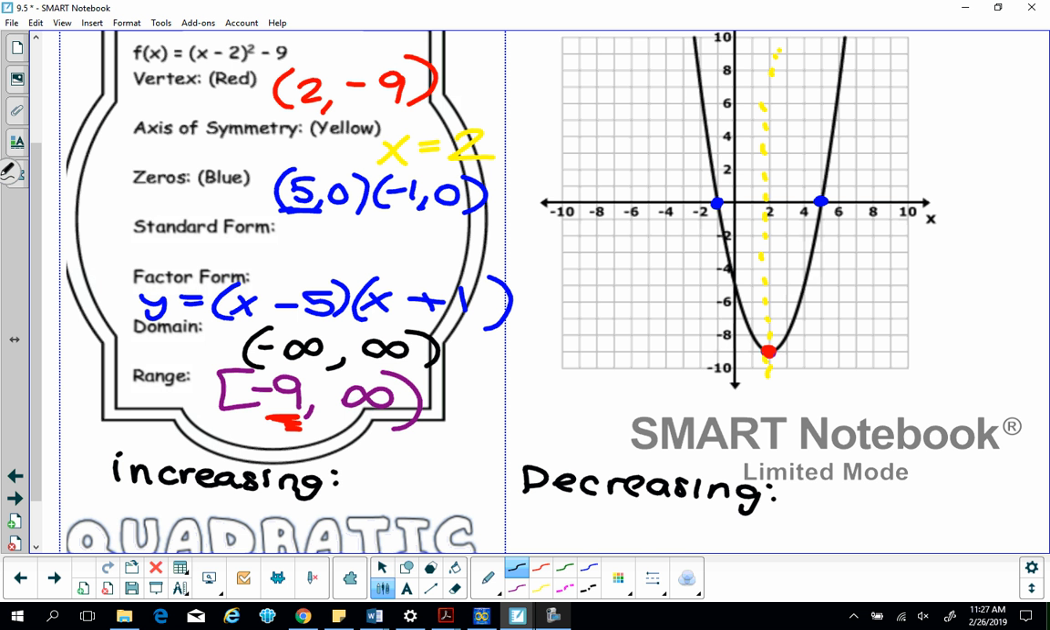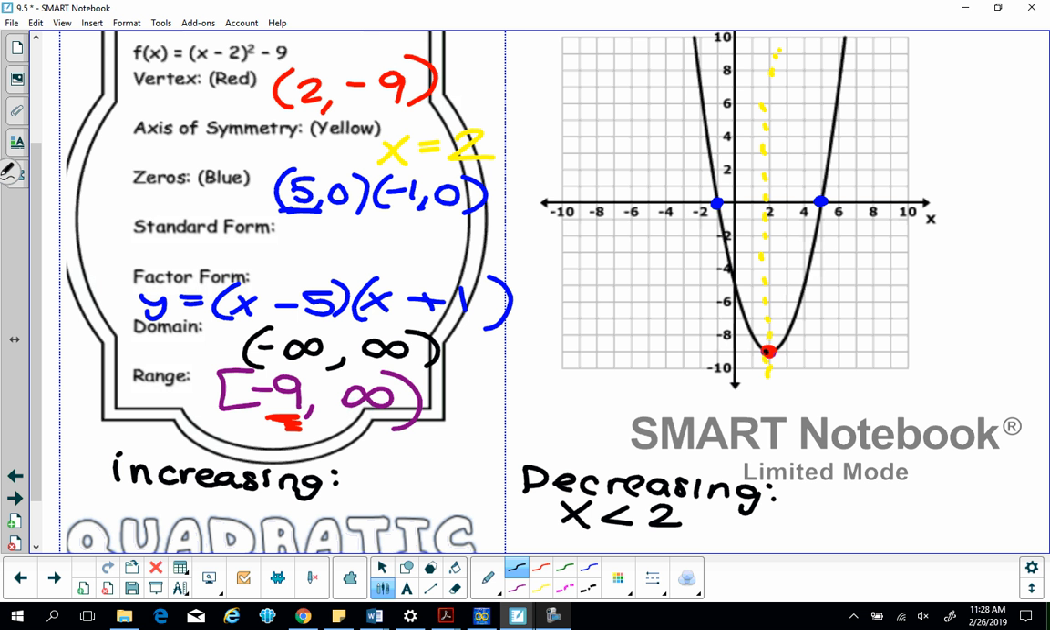So remember, somebody said, read it left to right, right? So when I'm reading it left to right, what's happening with this parabola? It's going down until we get to where x is what? That's your y. What's your x? 2, right? -9 is your y. X is 2. So when x is less than 2, I know the function's decreasing.